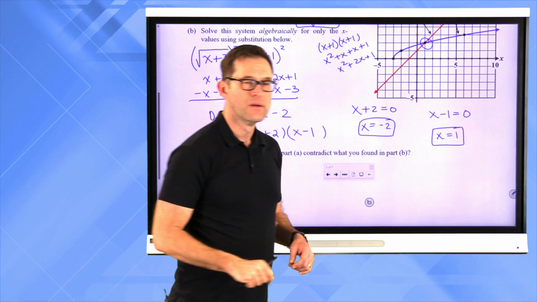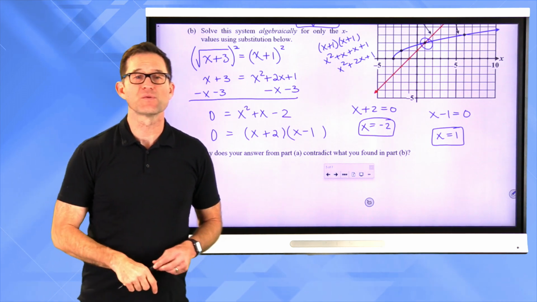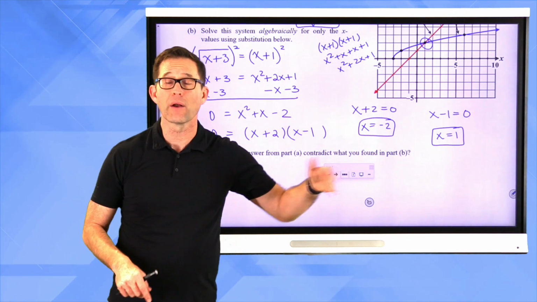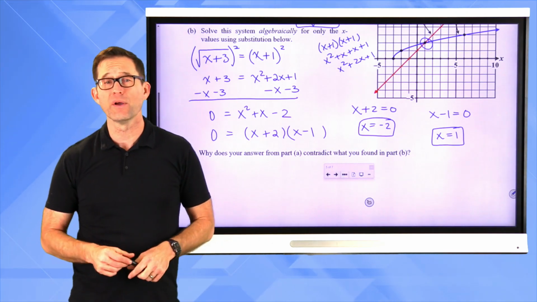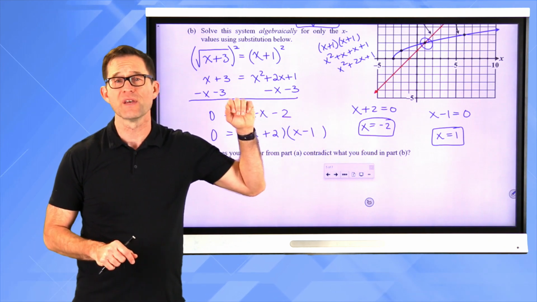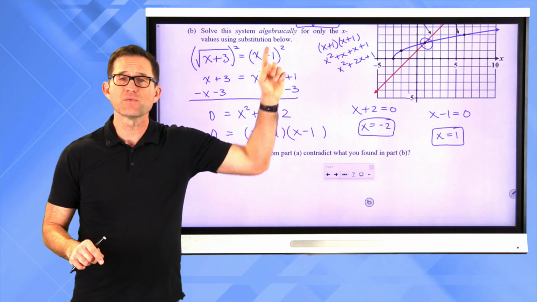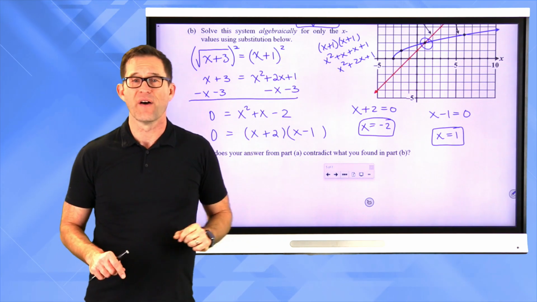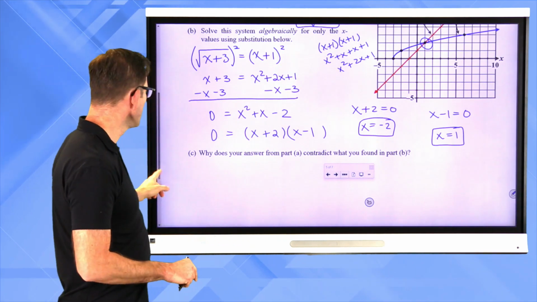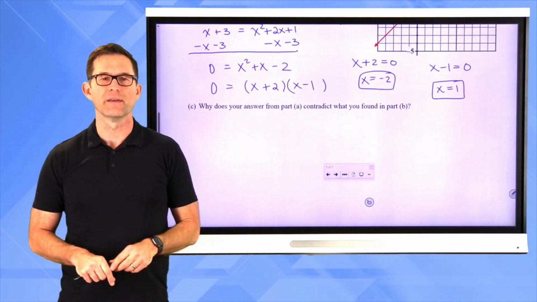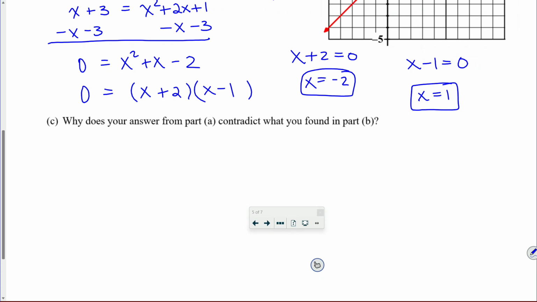Awesome. So I find that these two curves will intersect when x is equal to negative 2 and when x is equal to 1. Normally, if I'm solving a system of equations, I should back substitute both of those into one of the two equations, probably the linear one, and get the y values. But this one said only for the x values. Let's take a look at letter C, because something's a little funny here. Letter C: Why does your answer from part A contradict what you found in part B?